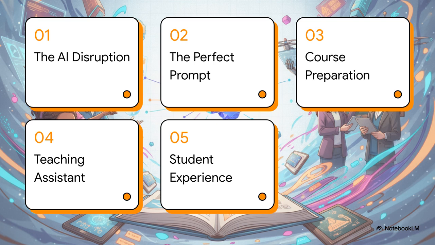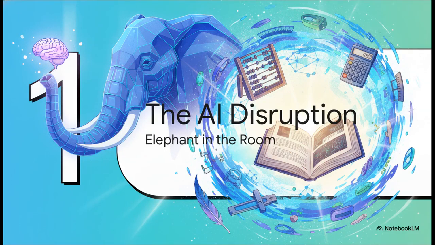Now, 80 ways is a whole lot to digest at once, so we've built a quick roadmap for this explainer. First, the AI classroom disruption. Second, mastering the perfect prompt. Third, supercharging course preparation. Fourth, the ultimate teaching assistant. And finally, empowering the student experience. Let's get into it. All right, Section 1, the AI classroom disruption, navigating the elephant in the room.